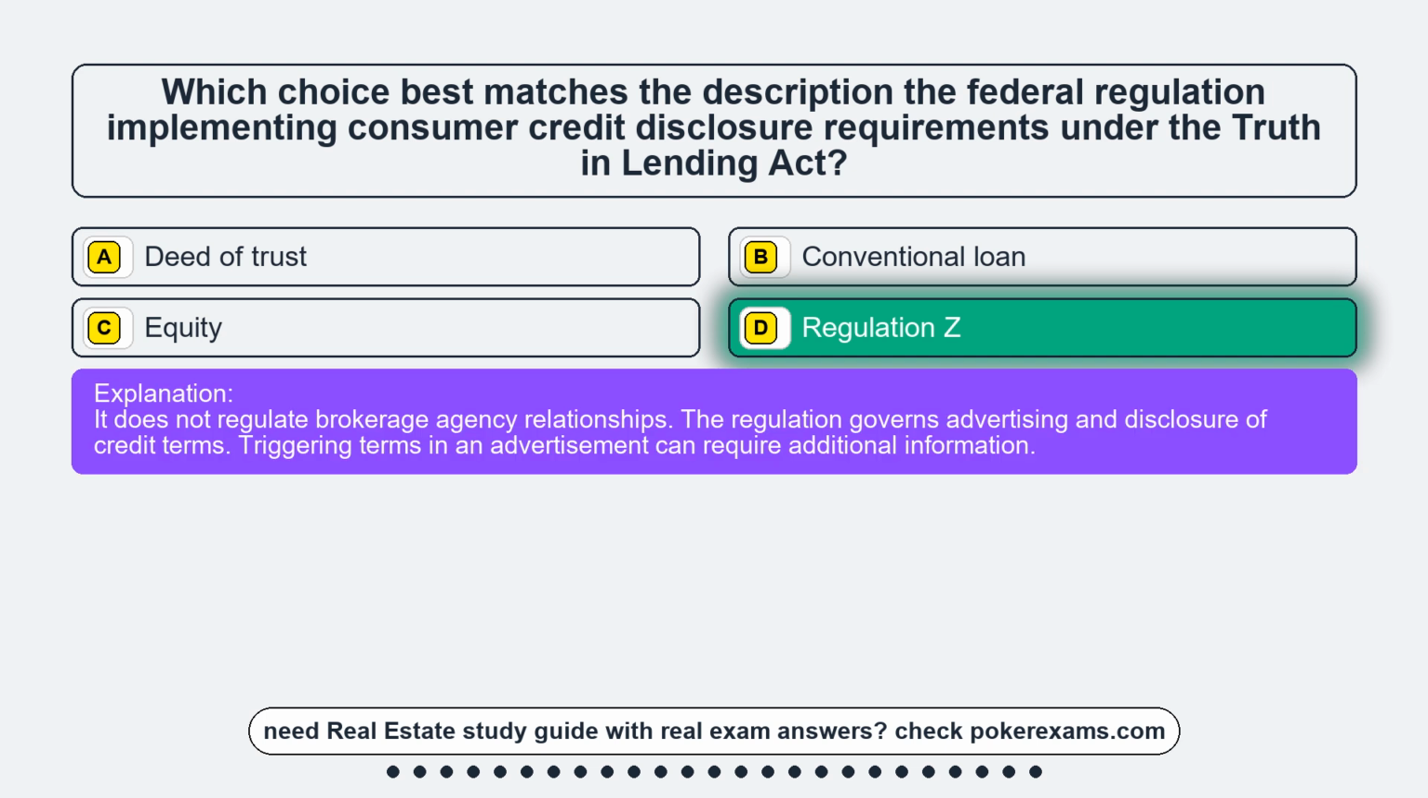It does not regulate brokerage agency relationships. The regulation governs advertising and disclosure of credit terms.